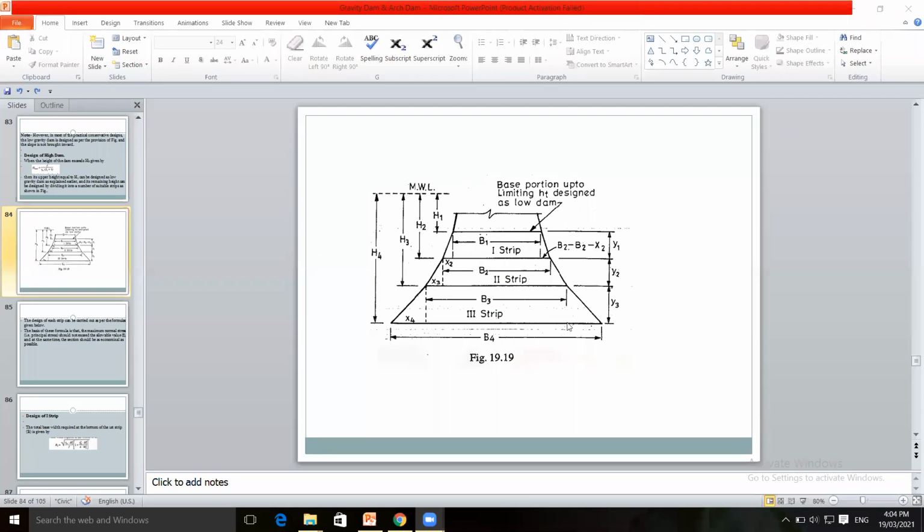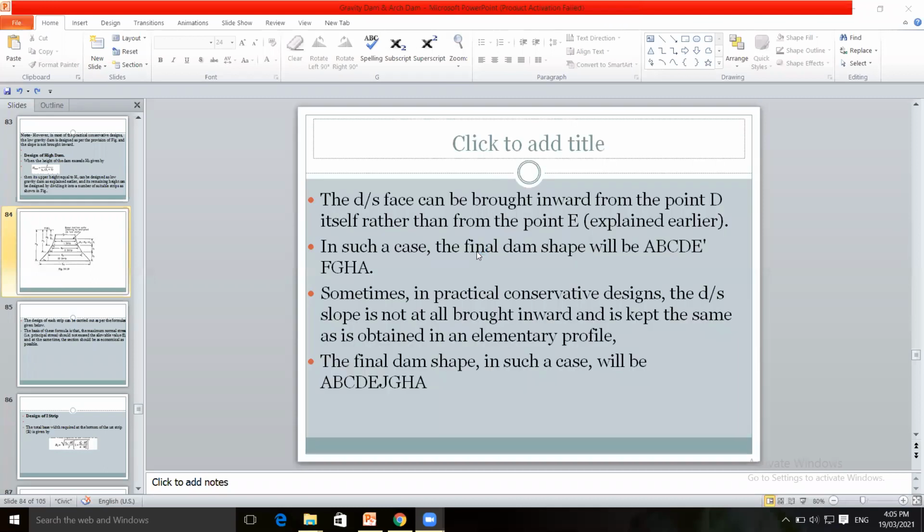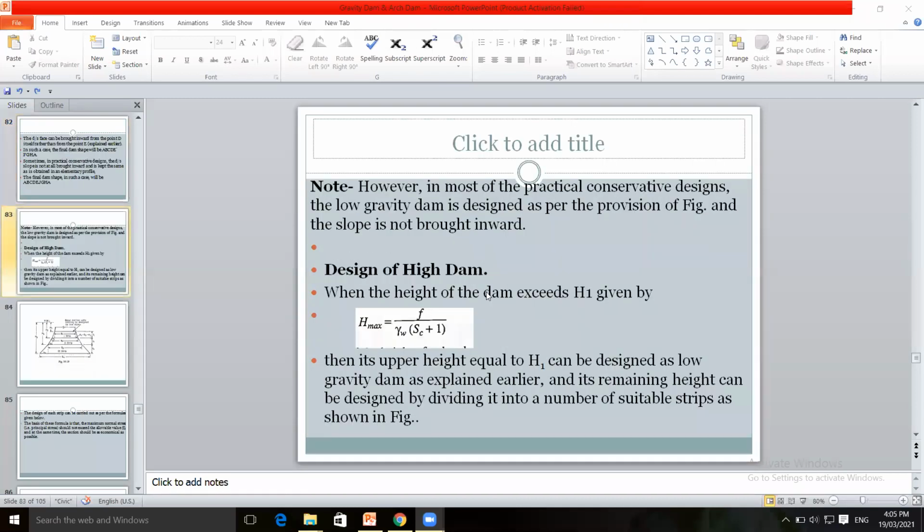Okay, in this way these widths are calculated. First of all, height is calculated. If it is higher than this equation, then it is considered as high gravity dam.